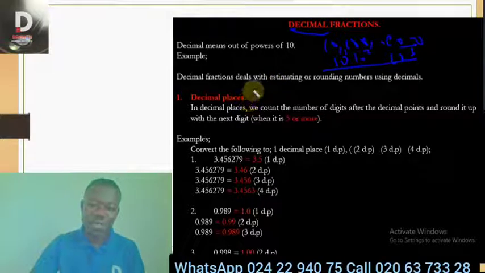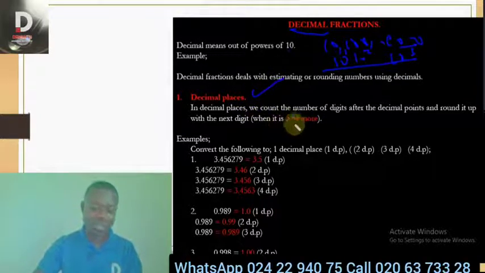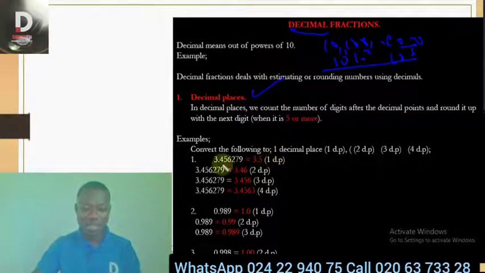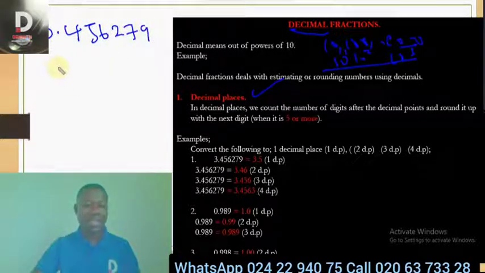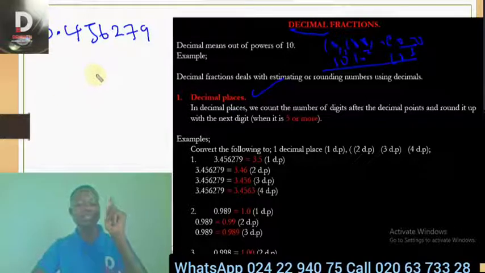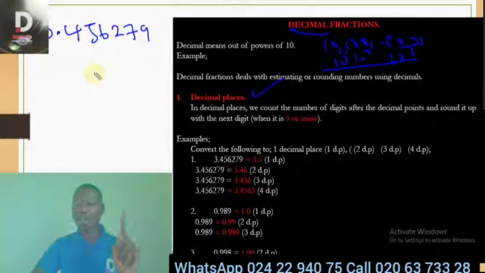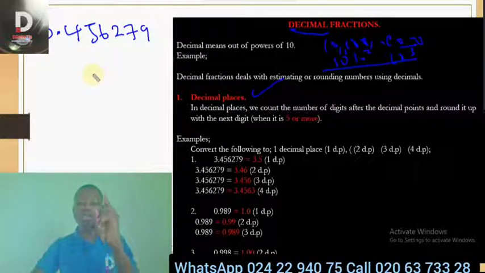So we start off from decimal places. I think we have heard of this several times. Decimal places. So let's see these examples. Convert the following to 1 decimal place, 2 decimal place, 3 decimal place, 4 decimal place. So looking at the first one, I can see 3.45627.9. 1 decimal place. That means after the decimal point, you count 1 digit. After the decimal point, you count only 1 digit.